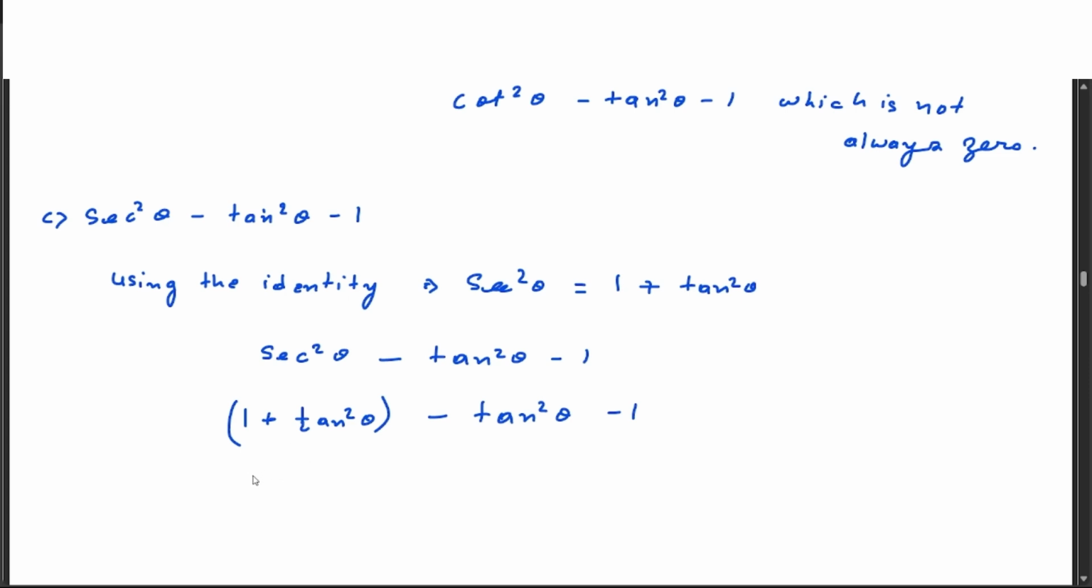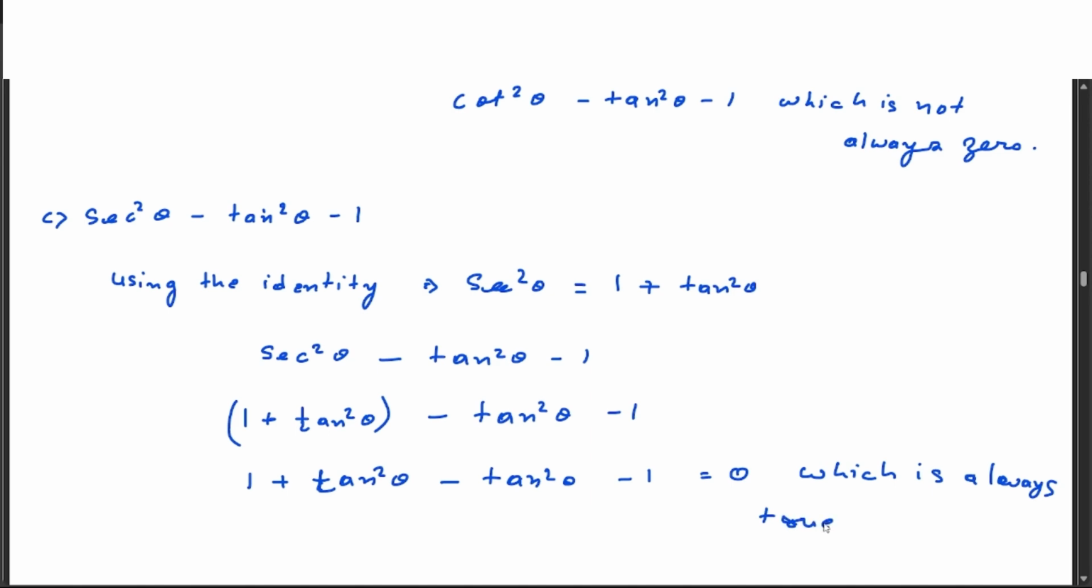So after removing the bracket, how much will you get? 1 plus tan square theta minus tan square theta minus 1. So plus tan square theta and minus tan square theta cancel, and 1 and minus 1 give 0. You will get 0. So we can say this is always true.